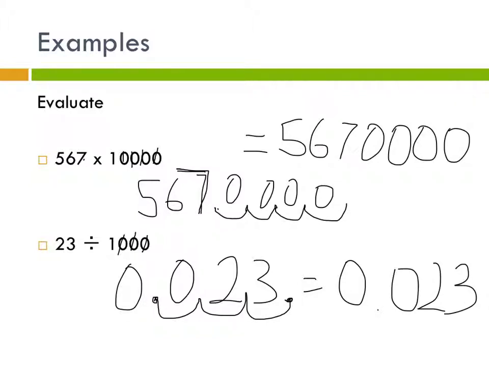And that's it, guys. That's multiplying and dividing integers and decimals by 10, 100 and 1,000, or 10,000 as we even looked at.